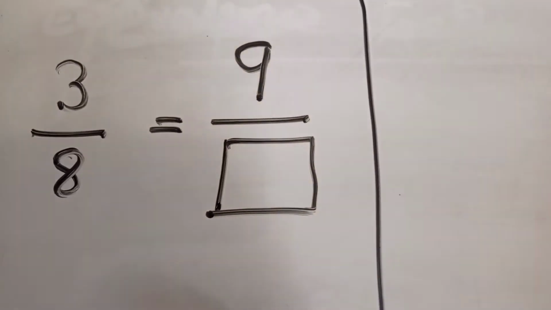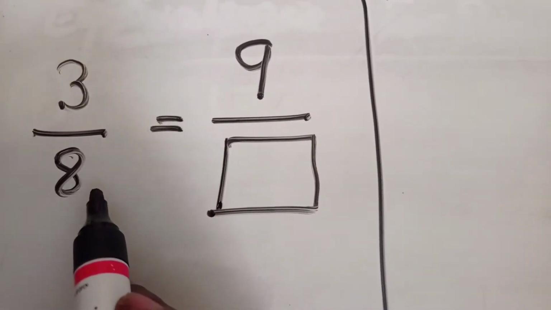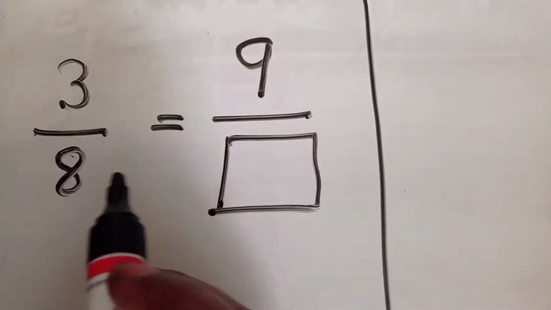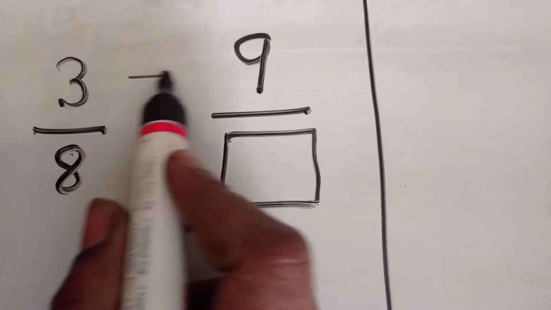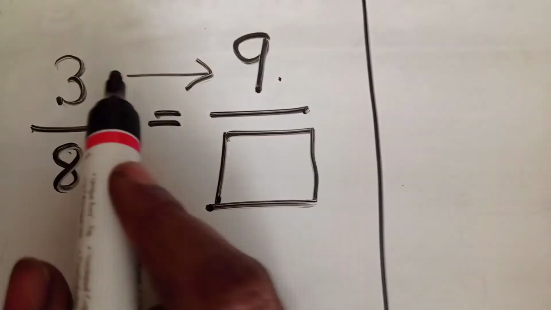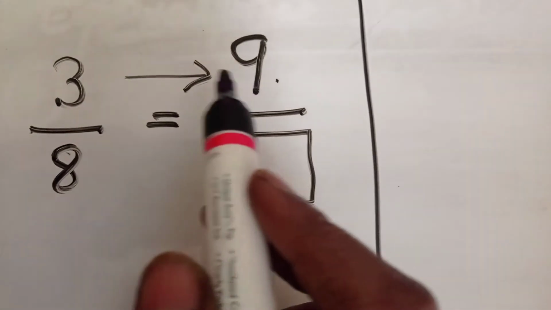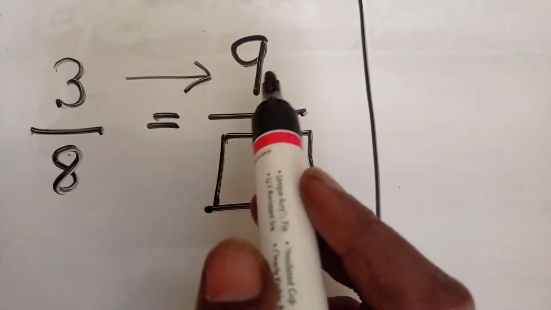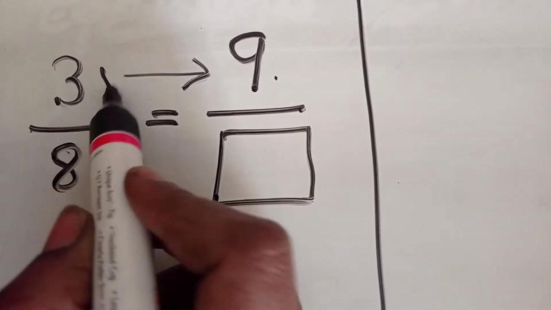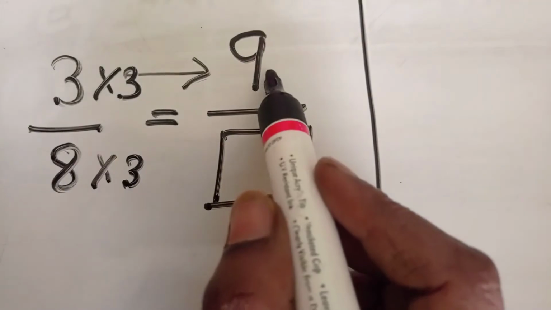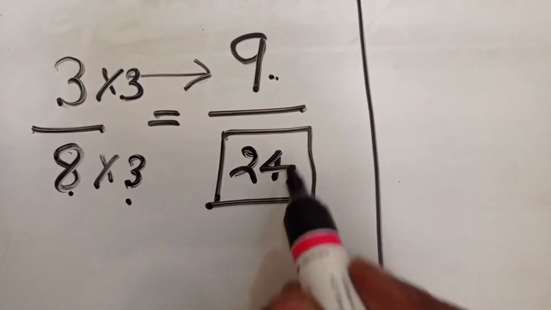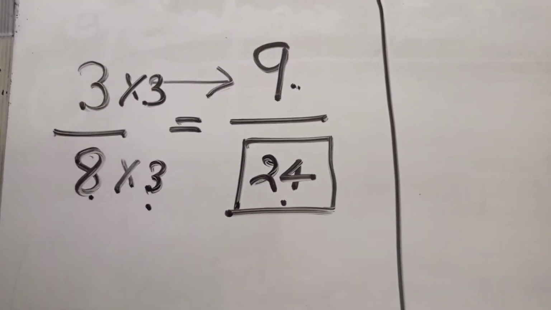In this type of question, where one fraction is equivalent to another but the denominator is missing, how do you fill that in? You can see there is a numerator 3 and on this side the numerator is 9, so 3 times 3 gives 9. Same here, we do 8 into 3, because 3 into 3 is 9, so 8 into 3 is 24, so we fill in 24.